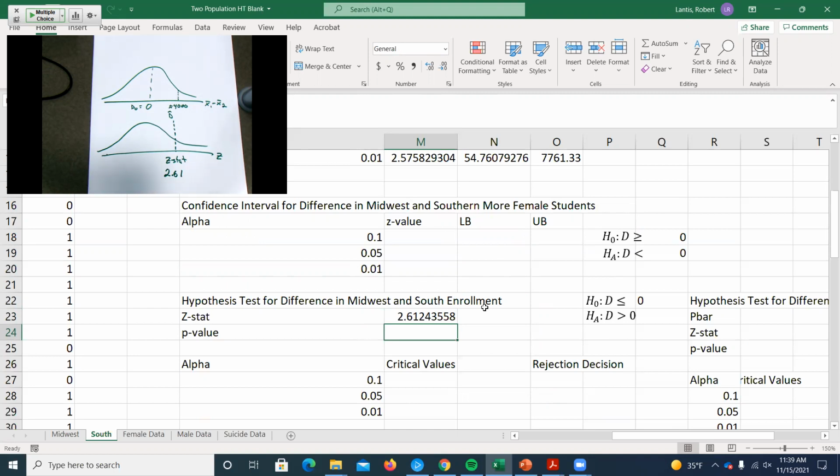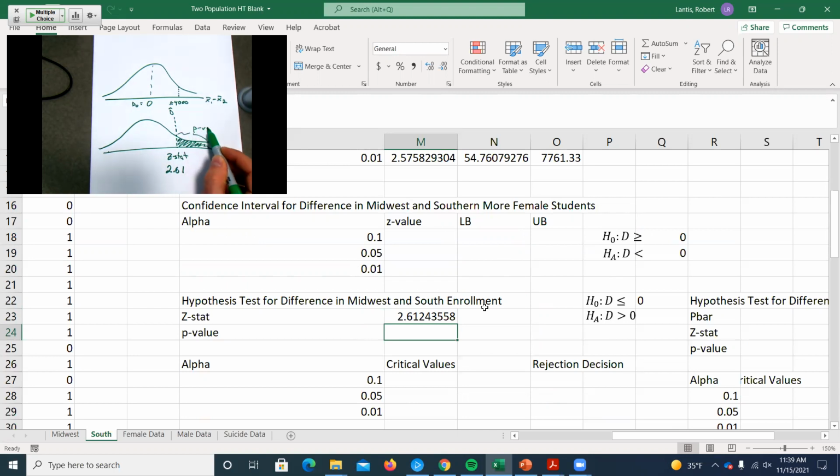Now, once again, I have a right-tailed test here. So if I want the p-value, that's going to be the area to the right of my test statistic. So how would I find that in Excel? What function could I use here? NORM.S.INV is where I looked up the area in the tail to find the z value I want. Well, now I know the z value. I want to find the area in the tail. So what equation would I use in Excel there?